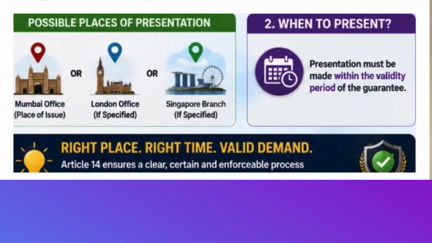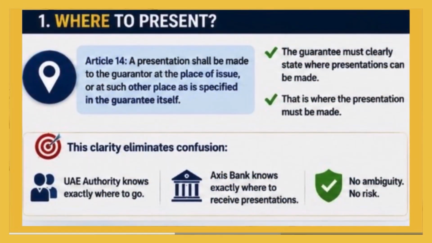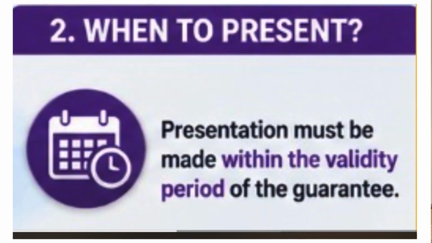If Axis Bank issued the guarantee from its Mumbai office, that could be the place of issue, or the guarantee might specify an alternate location, maybe Axis Bank's London office or a branch in Singapore. Wherever it is specified, that is where the presentation must be made, my dear friends. This clarity eliminates confusion. The beneficiary of the bank guarantee, that is the UAE Authority, knows exactly where to go. Axis Bank, the guarantee issuing bank, knows exactly where to receive presentations. No ambiguity.